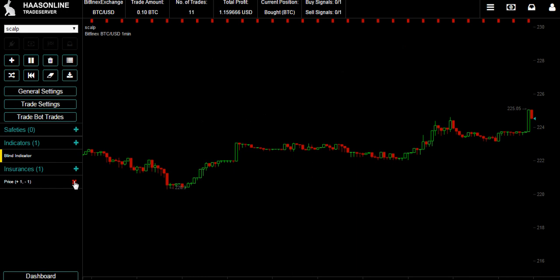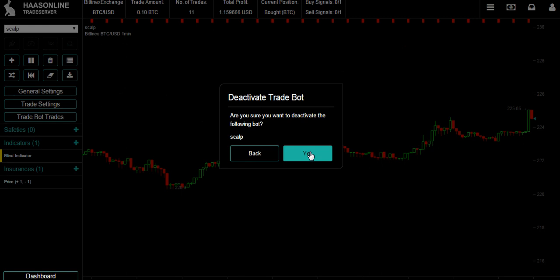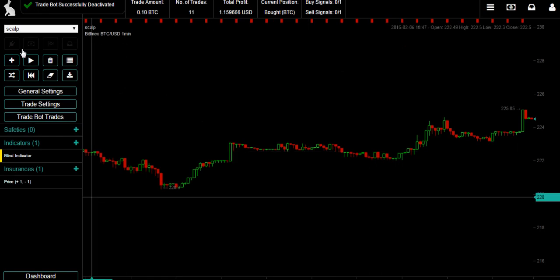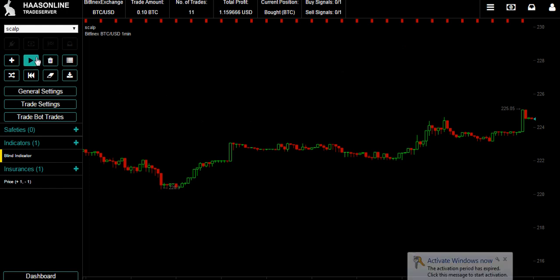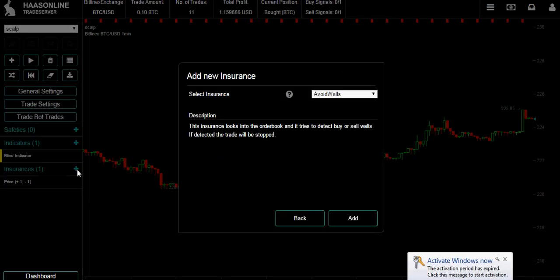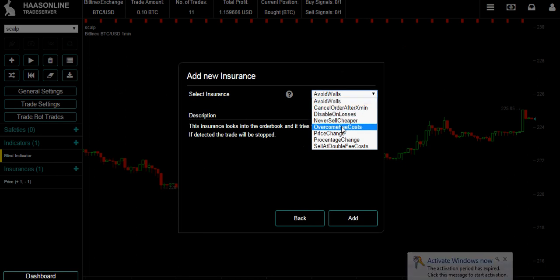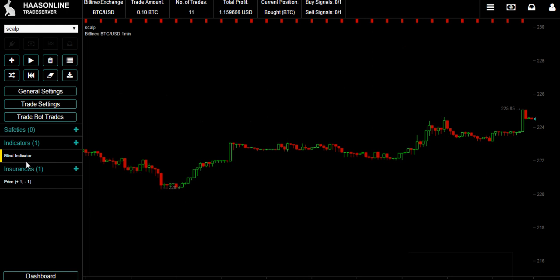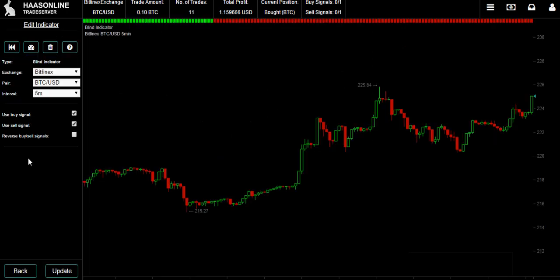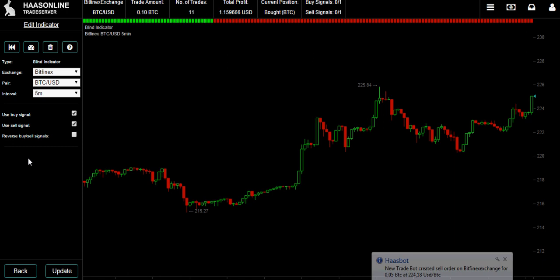Like I said, you could also, actually let's deactivate this before we start fooling around with it too much. Good, so we deactivate it by just pressing the pause button. If we want to start it again, just hit the play button. Come over here to insurances. I mean, you could also do overcome fee costs, percentage, like 1% or 0.5%, or price. And other things you can do, you would have less trades or more trades depending.